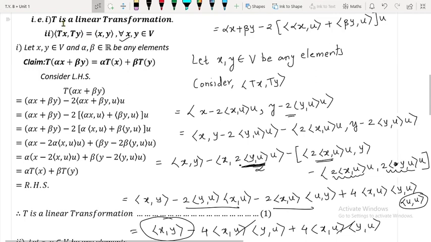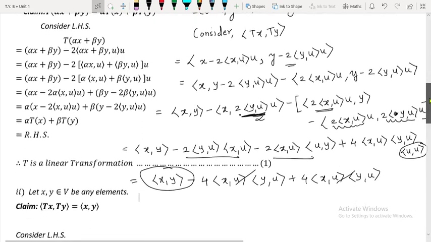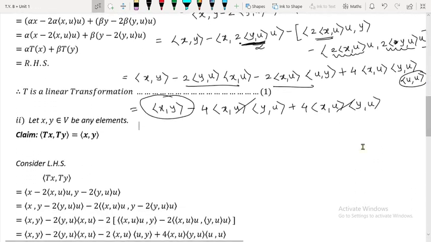So therefore we have proved that T is a linear transformation, and we have also proved that T preserves inner product, so therefore T is an orthogonal linear transformation. That is what these calculations are all about.